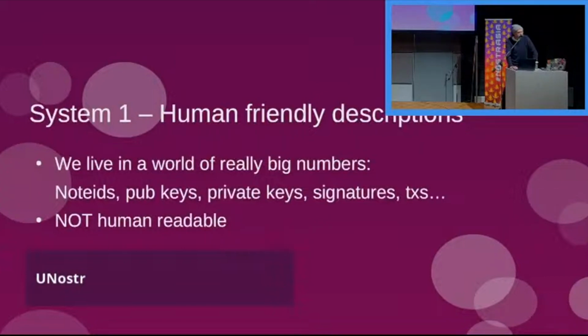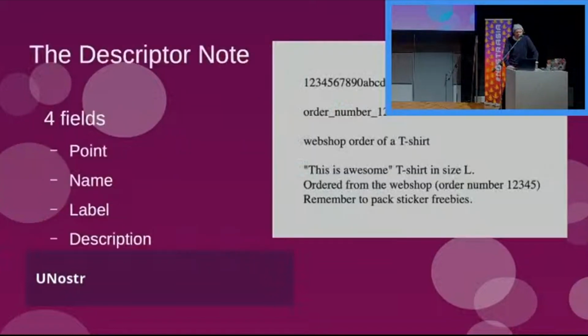To compensate for that, I figured a very simple node structure, which I call the descriptor node. The descriptor node has 4 fields. It has a point, which is what we want to describe, or the descriptor, if you will. It has a name, which is a field meant for a human-readable name. It has a label, which is a short description, just a one-liner, and then the rest of the node is dedicated to a multi-line description called the description.